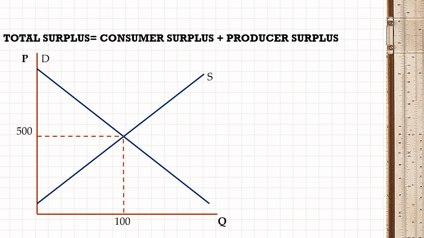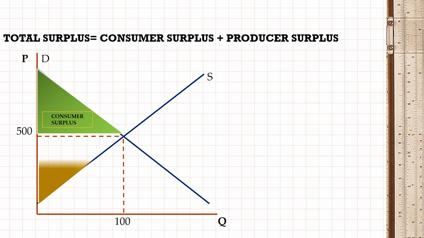So here the equilibrium price is $500. So the consumer surplus will be the area above this price and below the demand curve. The green triangle is your consumer surplus. What about producer surplus? It's the area below the market price, which is $500, and above the supply curve. So you sum it up, you get total surplus.